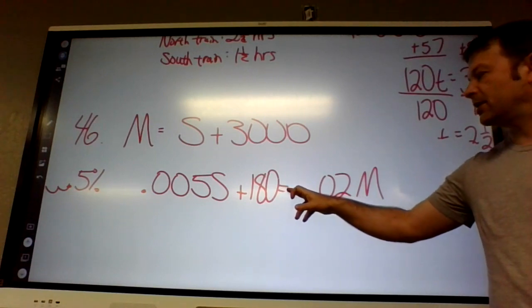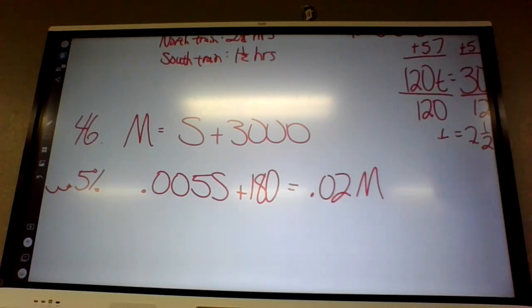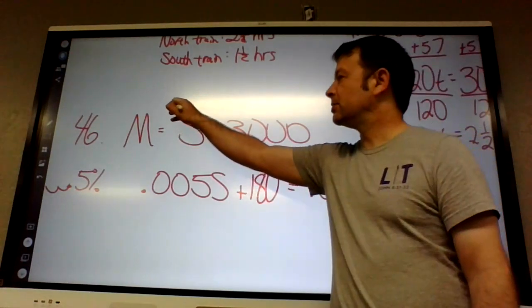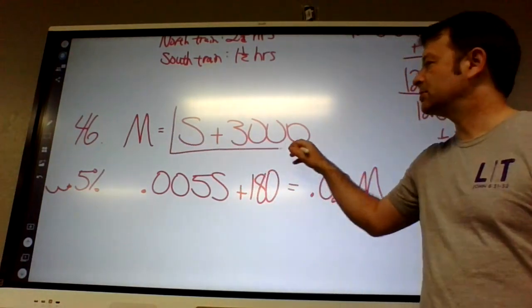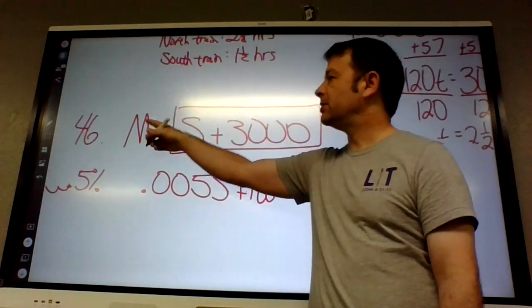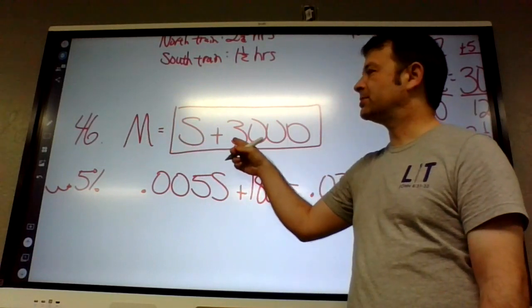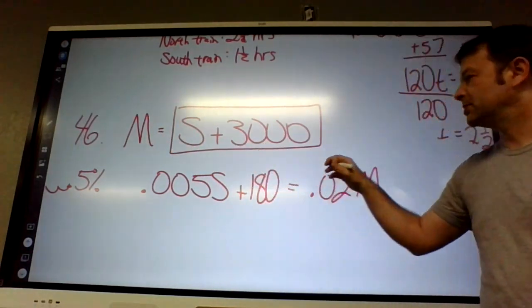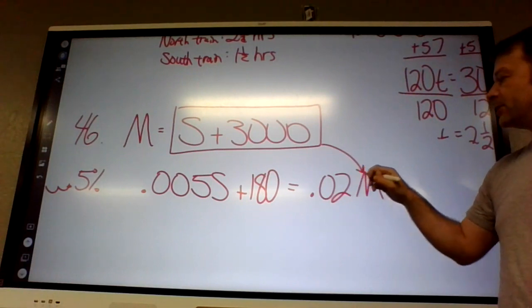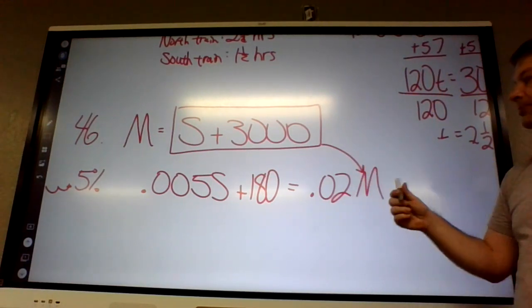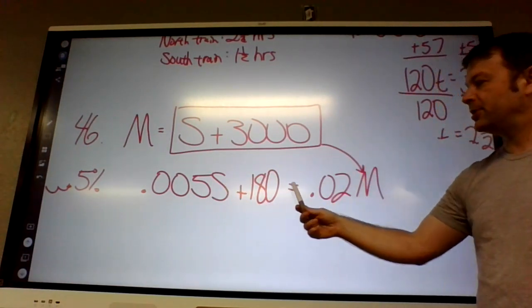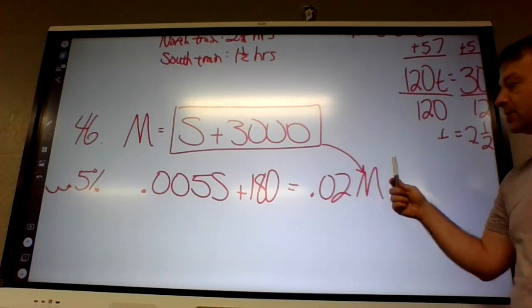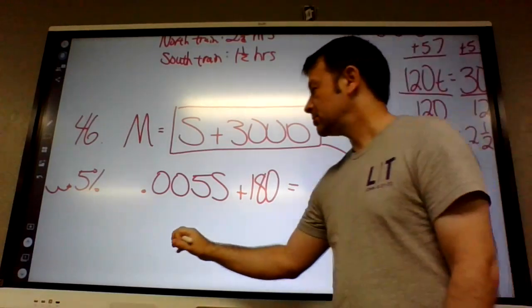Okay, how can I solve? It's a trick we used on 44. M equals this. So what do I do with this? Plug it in for M down there, substitution. Then I'm going to just have a one variable equation, because this will turn into an S thing, and I can solve it.